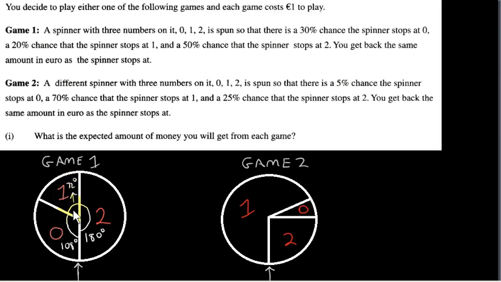So 72 degrees is 20% of 360, because we want there to be a 20% chance that the spinner stops at number 1. Well, we don't have to construct this precisely. I just did it to illustrate the problem.